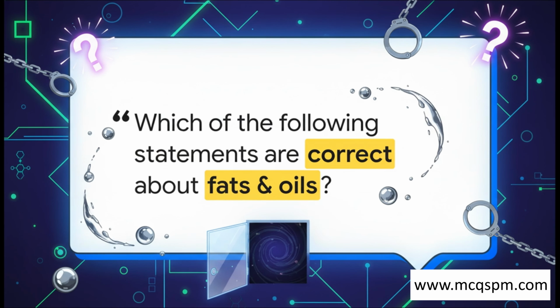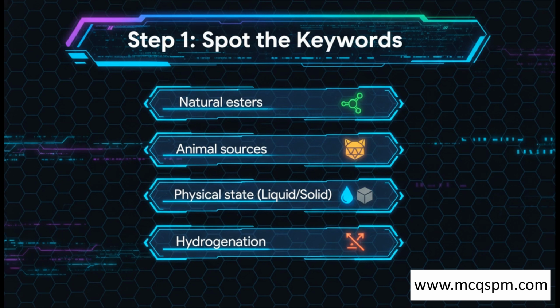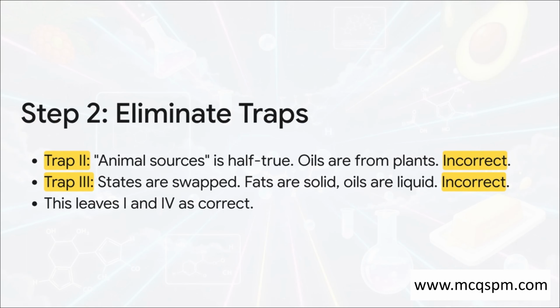So let's crack it. Now, when you see a question like this, the first thing to do is don't panic. Just go through each statement and pull out the keywords. We can see they're testing us on their chemical family, their source, their physical state, and that conversion process. Okay, let's go on a trap hunt using the process of elimination. Look at statement number 2. It says both are from animal sources. That's a classic trap. We know oils are from plants, so 2 is out.